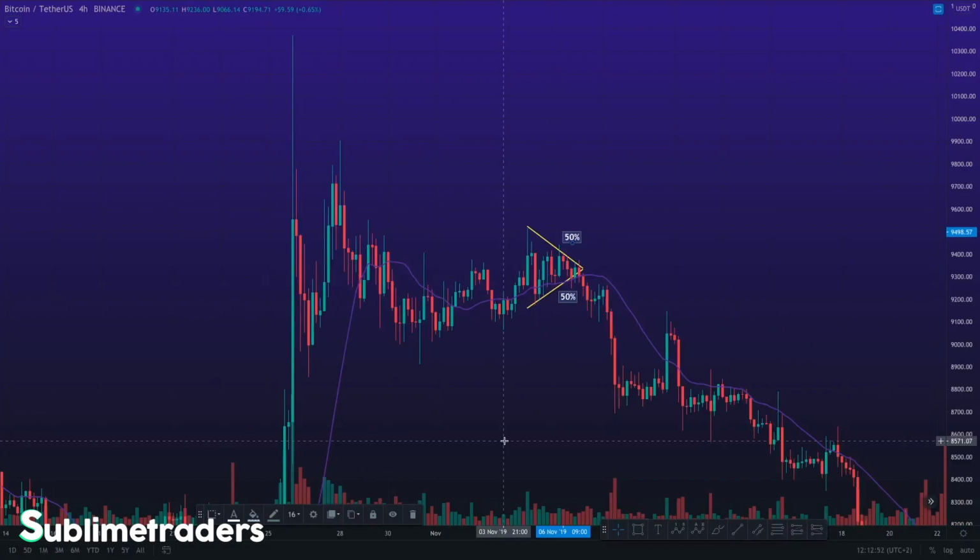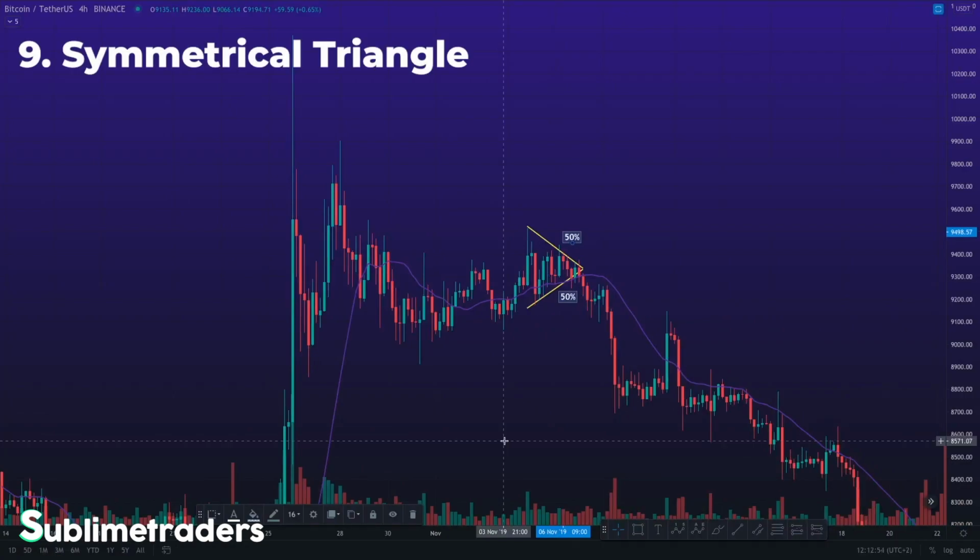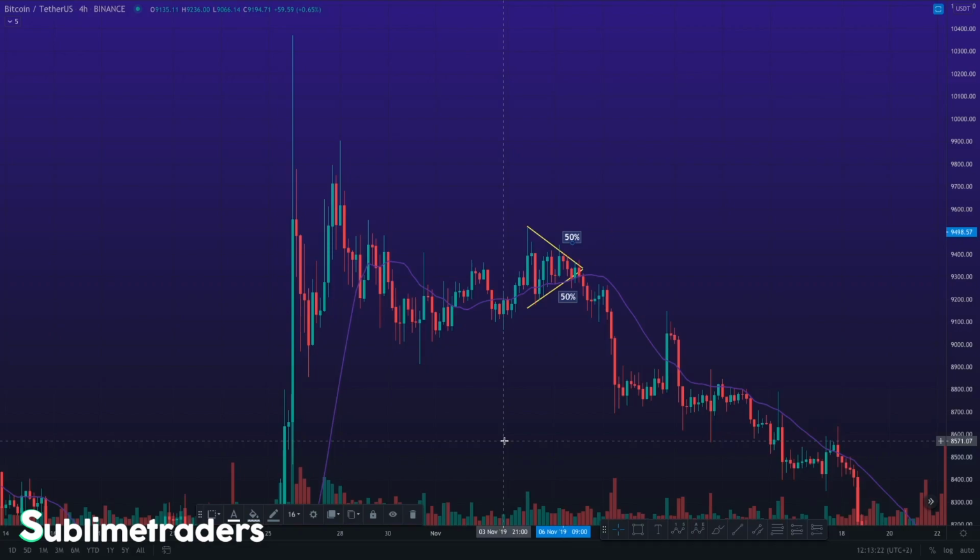So lastly, we have the symmetrical triangle, and this is a pattern that can be either bullish or bearish depending on the market, but in either case it is normally a continuation pattern. So this means that the market will usually continue in the same direction that it was pointing in before. However, in my experience, this pattern has a 50-50 chance of getting out on either side and even reversing, like in this example.